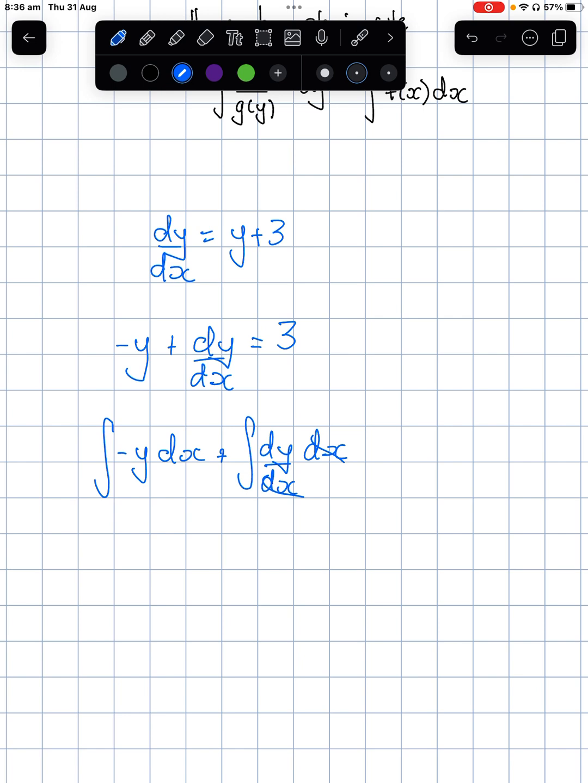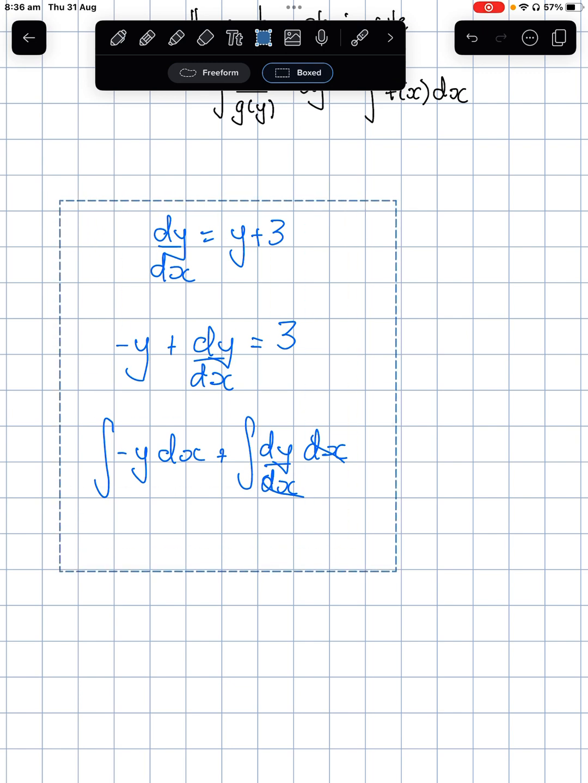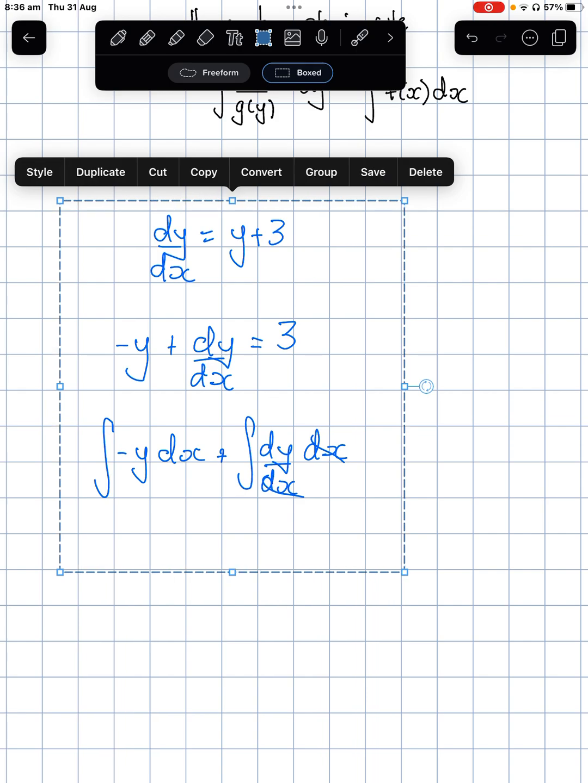So just make sure that in the first step, you remember that we are multiplying to get the y on the other side. All right.